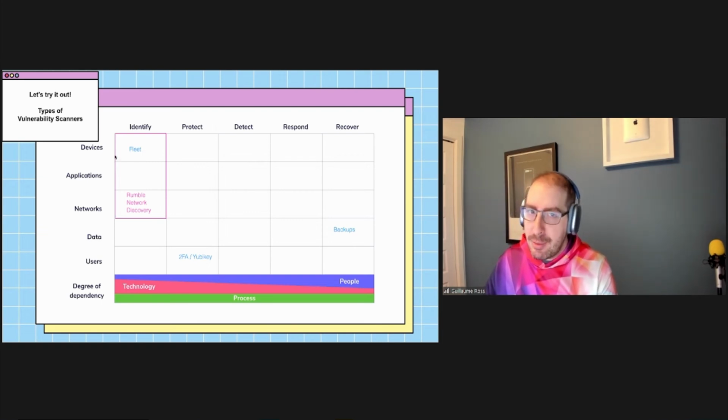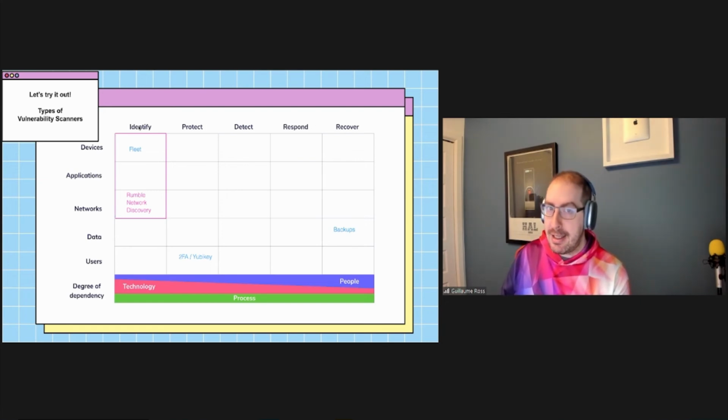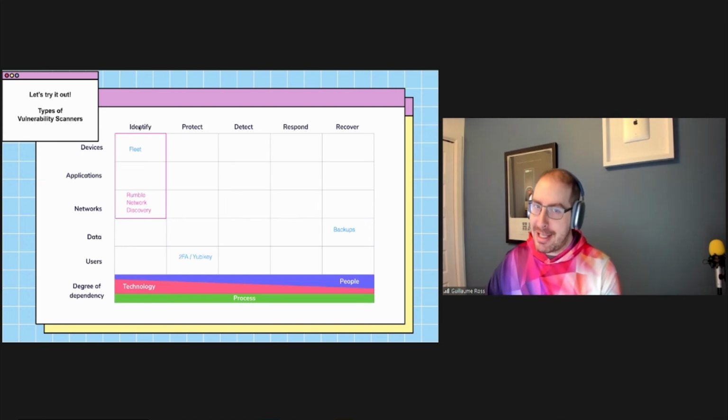There's Fleet, obviously, right? And we said Fleet is devices, identify. We identify vulnerabilities that installed software have on machines running Fleet, right? Then there's tools like Nmap. I don't know if any of you have used Nmap, a very common open source network scanner, right? Then again, we call it a network scanner. It's not really meant to discover networks. It's to scan devices. And it has some plugins for detecting vulnerabilities.